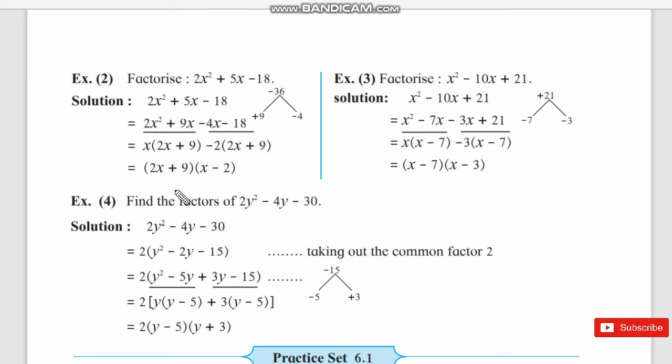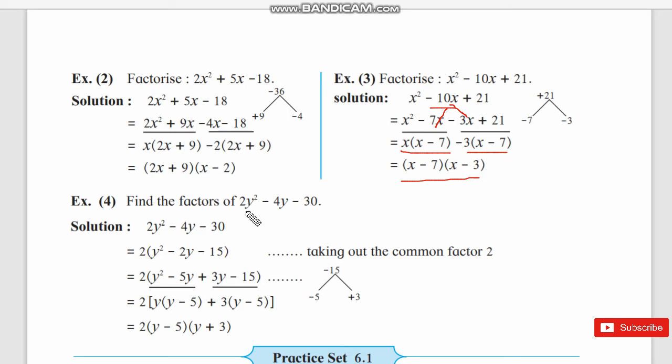Let us see what the factors are. Minus 7 and minus 3, and we split the minus 10 and we get minus 7x minus 3x, and making x into bracket x minus 7, minus 3 into bracket x minus 7, and we get x minus 7 and x minus 3. They have given the fourth example also.